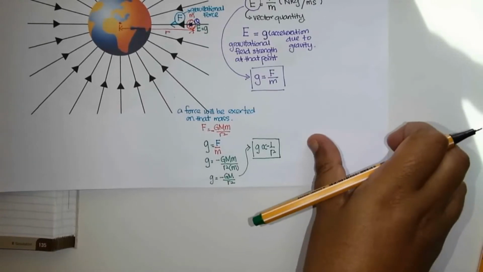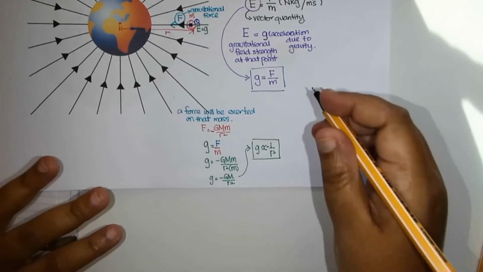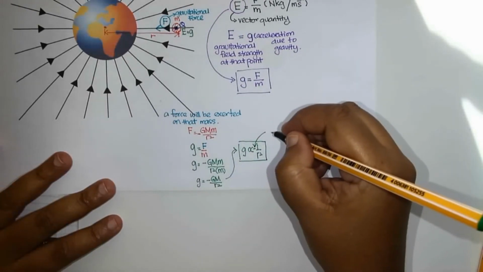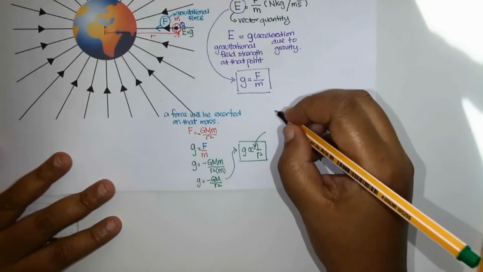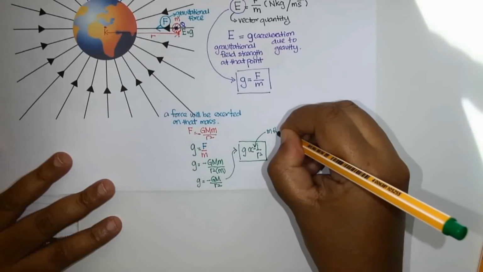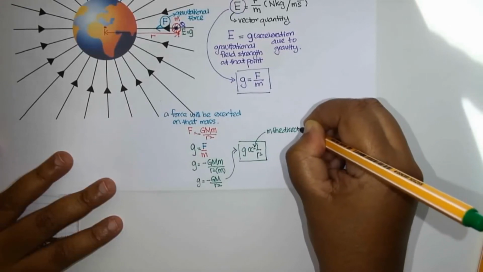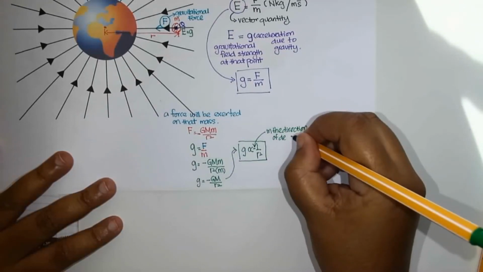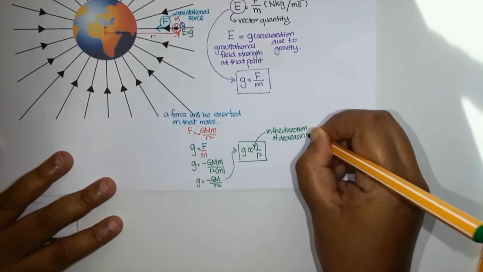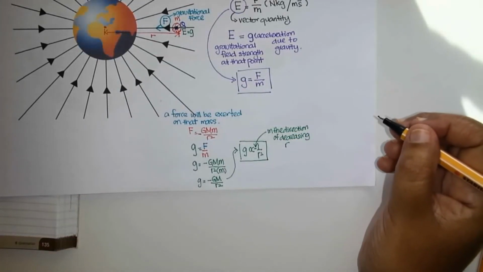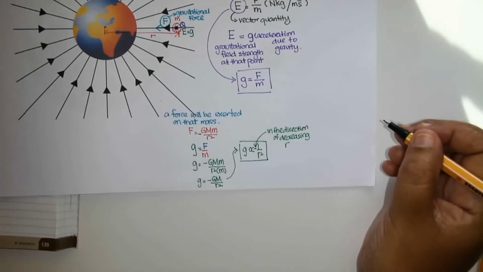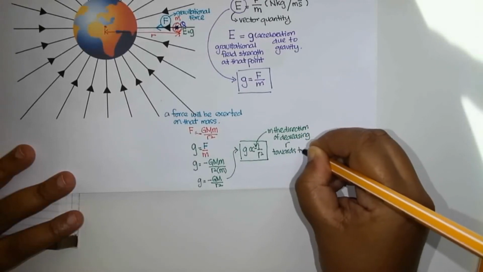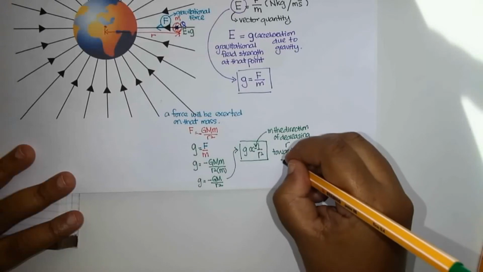Before that, what does this negative mean? The negative shows that the direction of the gravitational field strength is in the direction of decreasing R, or we can say in the opposite direction of increasing R. That is towards the earth, or we can say the direction is towards the earth.